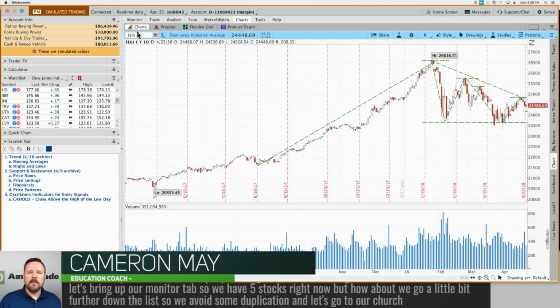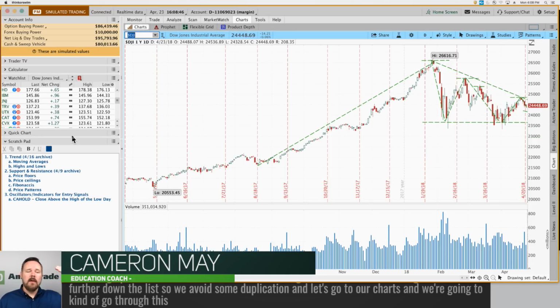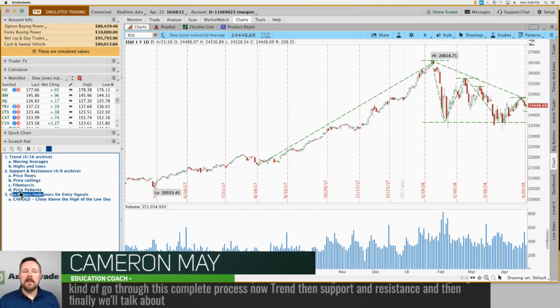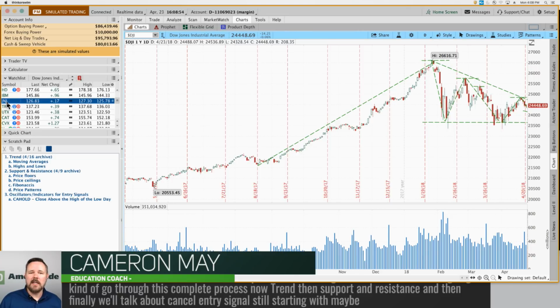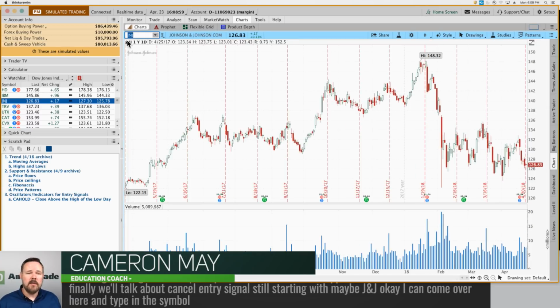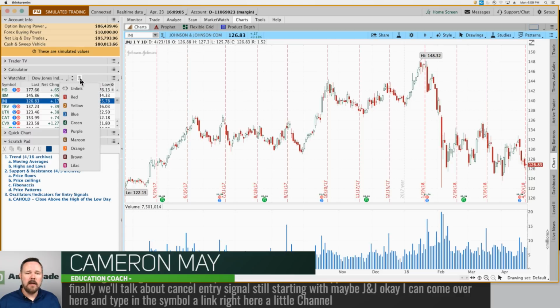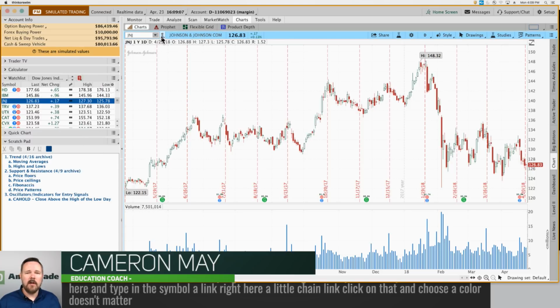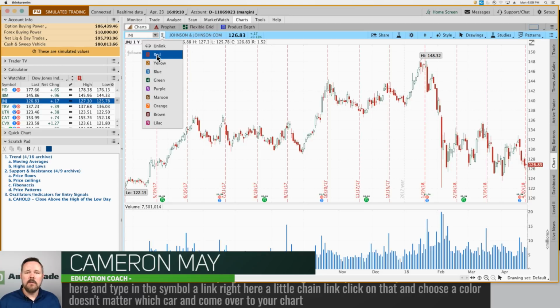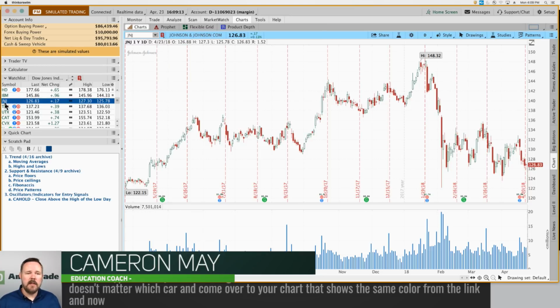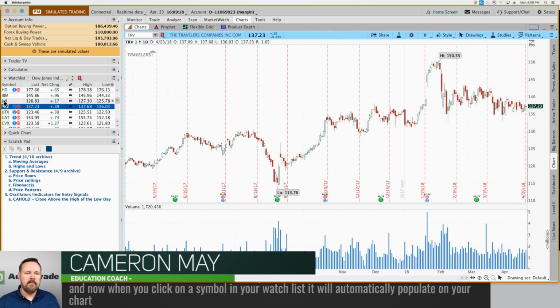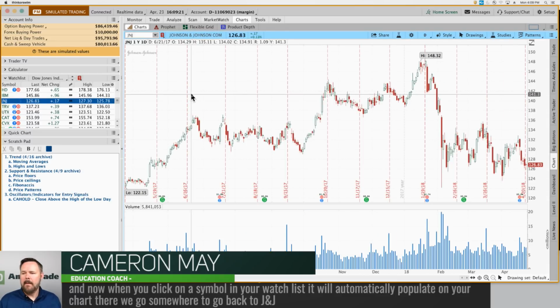And let's go to our charts. And we're going to kind of go through this complete process now. Trend, then support and resistance, and then finally we'll talk about potential entry signals. So starting with maybe JNJ. Okay, I could come over here and type in the symbol. Another quick navigational tip is that if you see a link right here, the little chain link, click on that and choose a color. Doesn't matter which color. Then come over to your chart and choose the same color from the link. And now when you click on a symbol in your watch list, it will automatically populate on your chart. There we go. So I'm going to go back to JNJ.